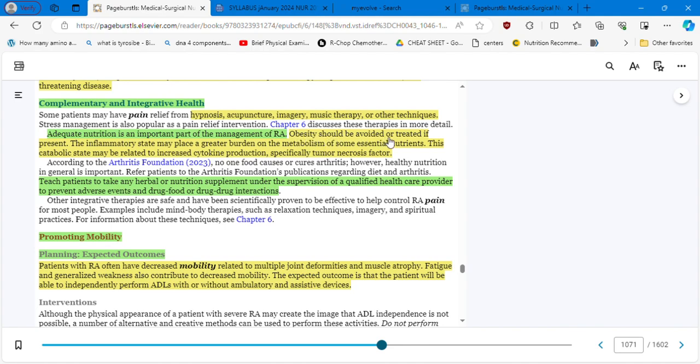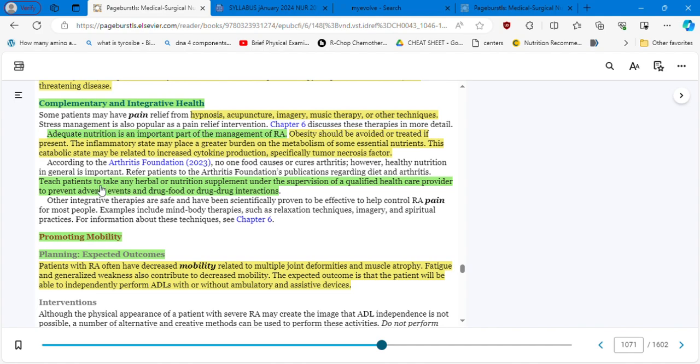Obesity should be avoided or treated if present. The inflammatory state may place a greater burden on the metabolism of some essential nutrients. I told you before, obesity puts the body in a chronic state of inflammation. This catabolic state may be related to increased cytokine production, specifically tumor necrosis factor.